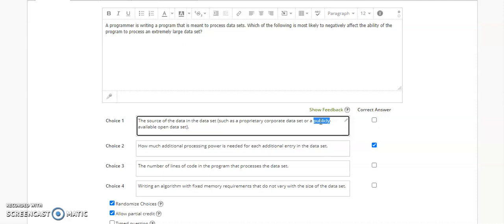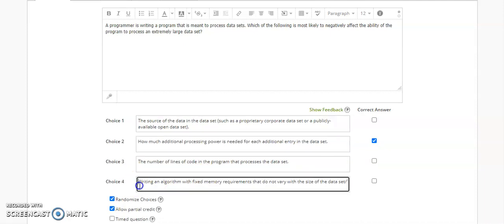If I get two identical data sets, one proprietary and one public, they're both getting processed at the same exact speed. What about, we'll skip the right answer, the number of lines of code the program uses? That has an extremely minimal effect. That is because the speed of electricity is so fast that adding one additional line or even thousands of additional lines is really nothing for a computer to handle. They can process those lines very, very fast for you.